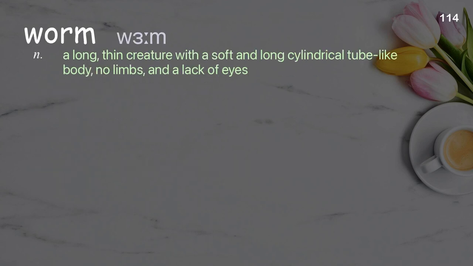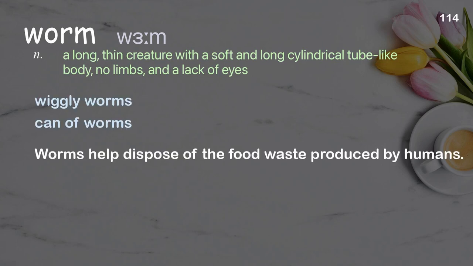Worm. A long, thin creature with a soft and long cylindrical tube-like body, no limbs, and a lack of eyes. Examples: wiggly worms, can of worms. Worms help dispose of the food waste produced by humans.